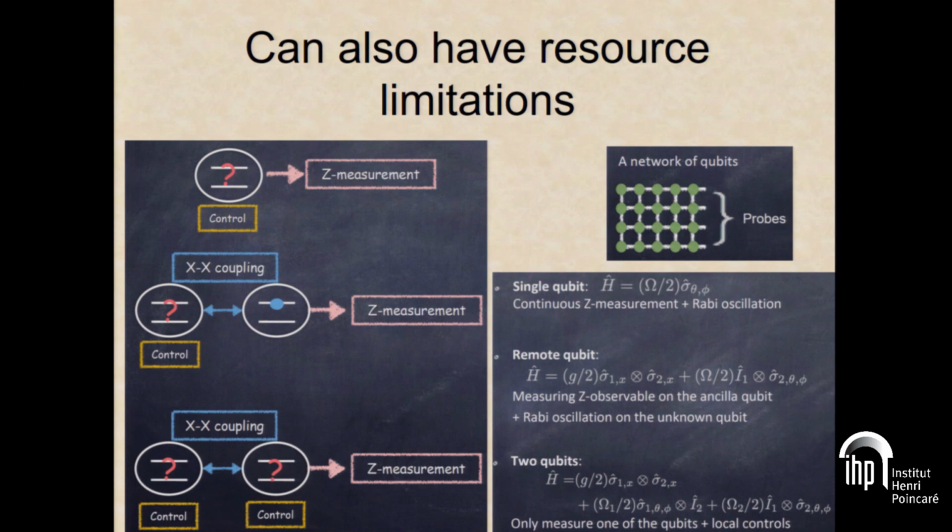And I want to figure out what the state of the other one is, supposing I can apply some Hamiltonian control on it, but not measure it. That's the question. That's what we call the remote qubit case. The other one is the full qubit tomography.